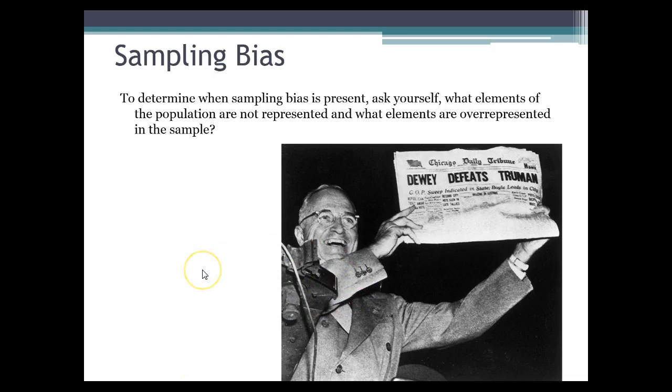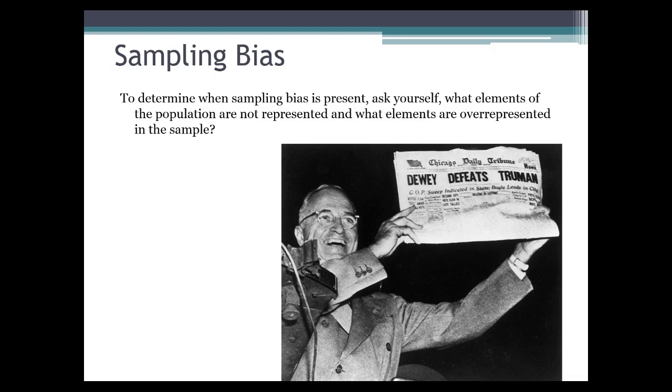This is a picture from 1948 from the presidential election, where this is Harry S. Truman holding up a newspaper saying, "Dewey defeats Truman." That's because polls were unanimous. Every single prediction was that Dewey would win. And in fact, Truman won.